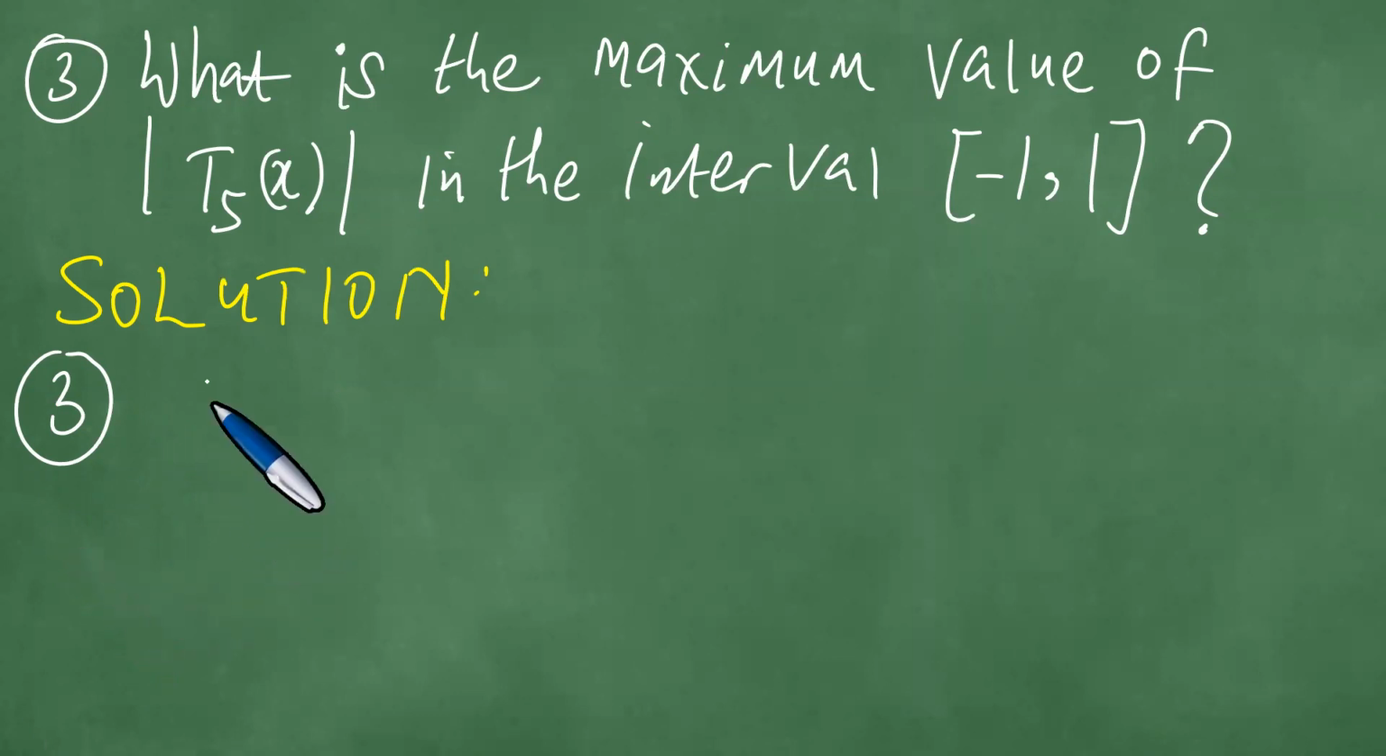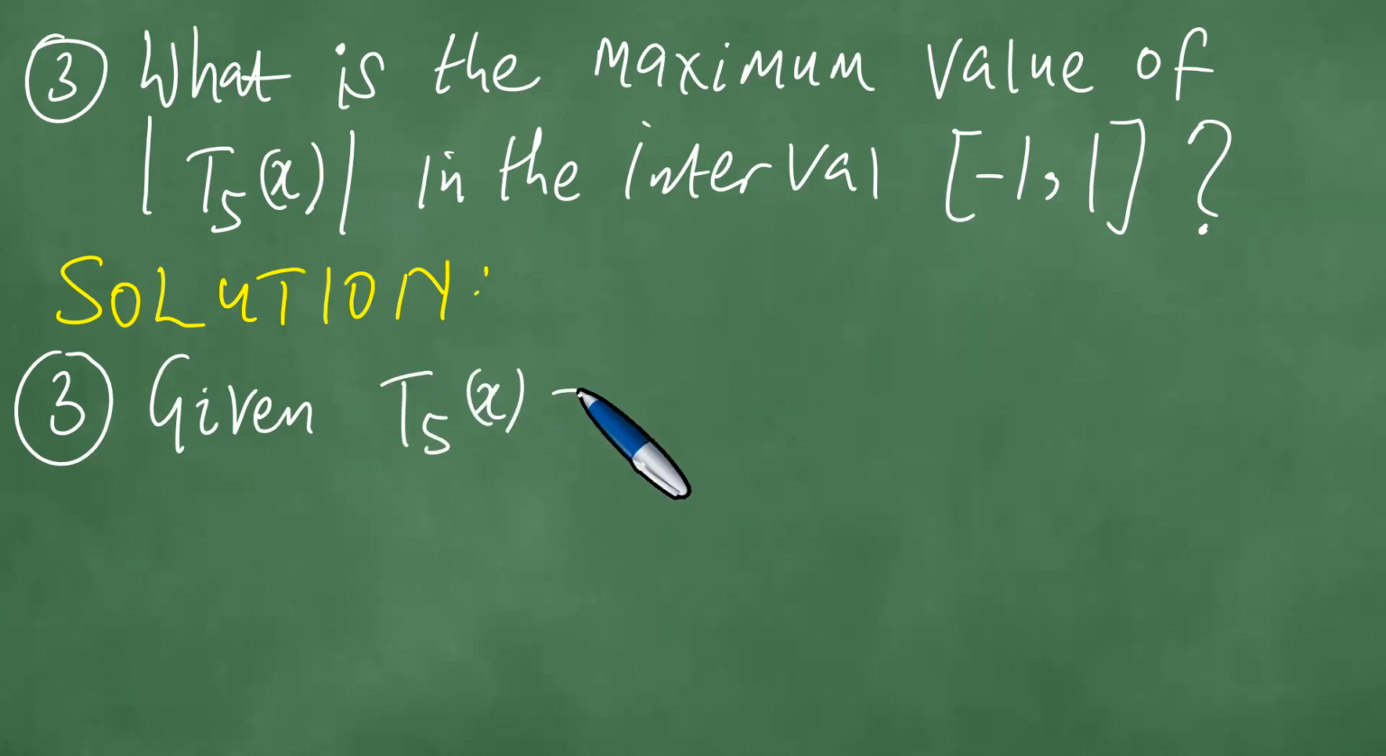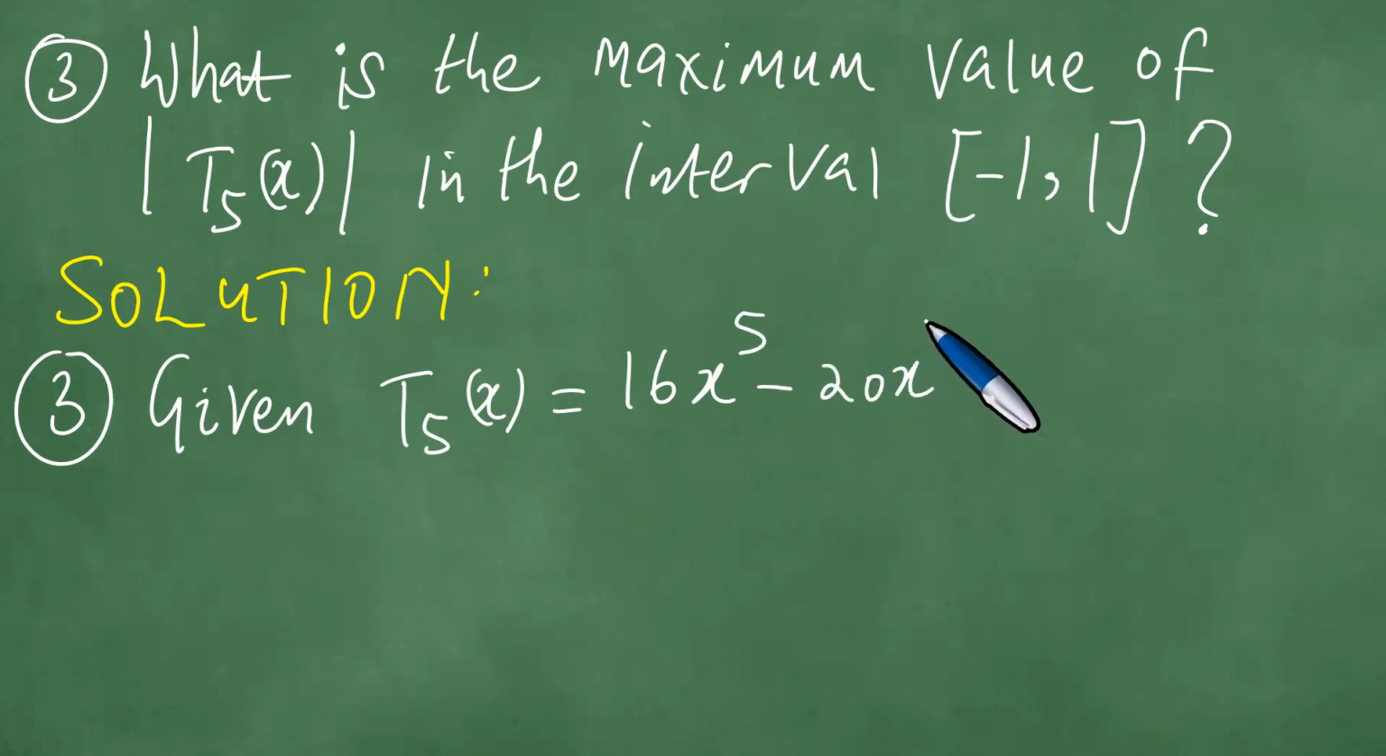So, right, here we're given T sub 5 of x, which is 16x to the fifth power minus 20x cubed plus 5x. So we get the modulus of this.